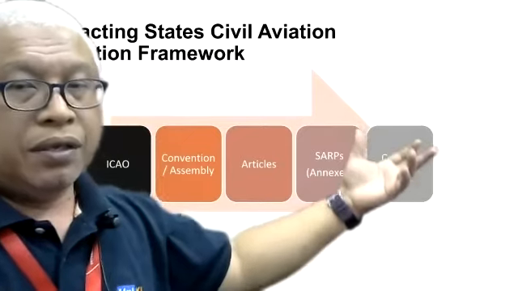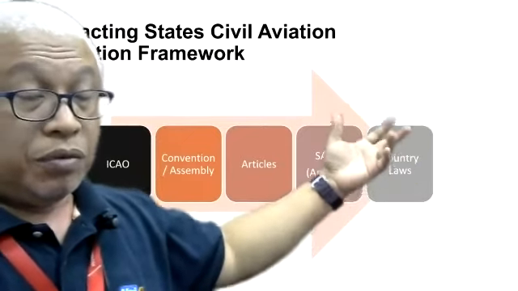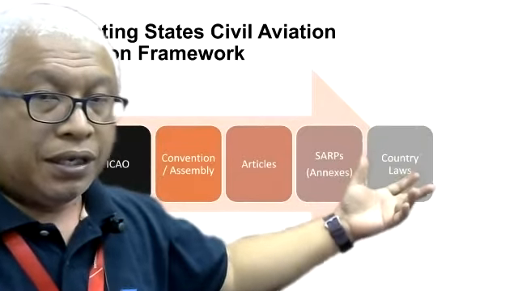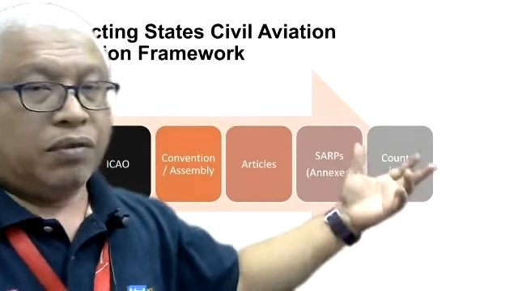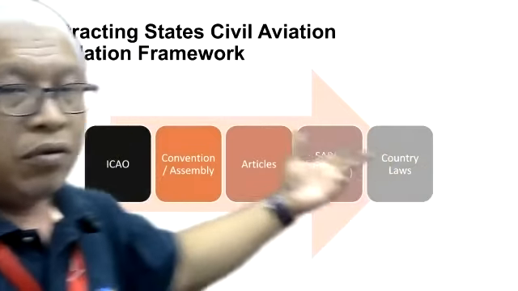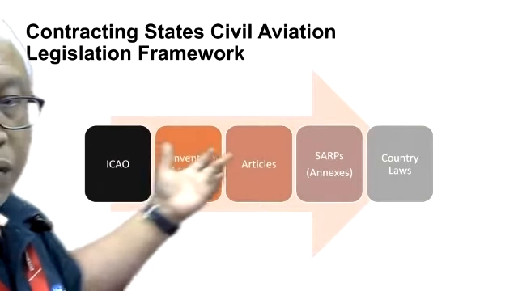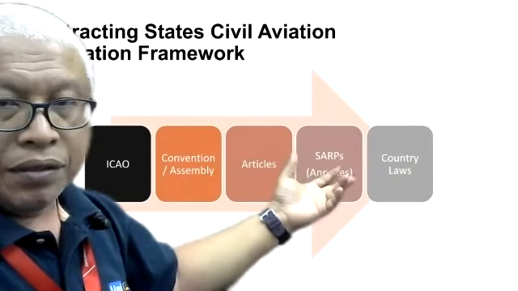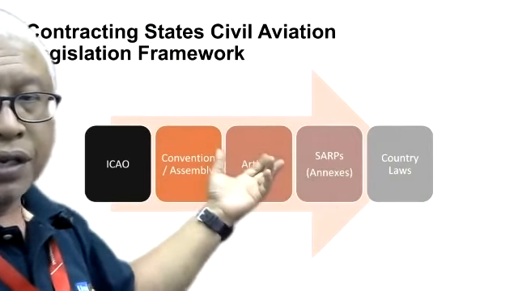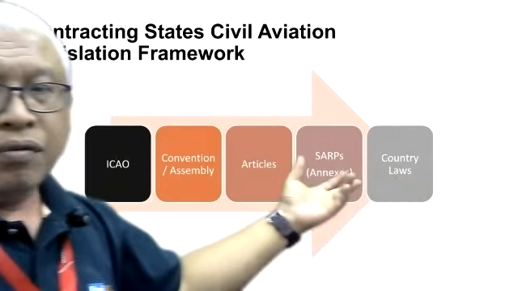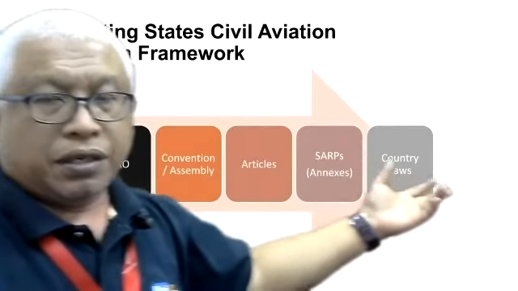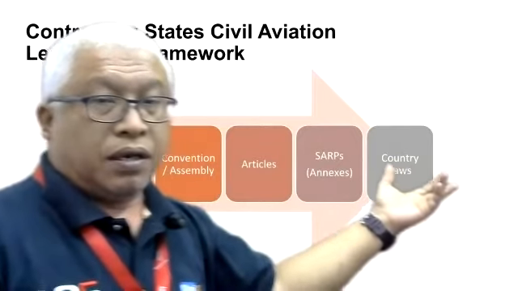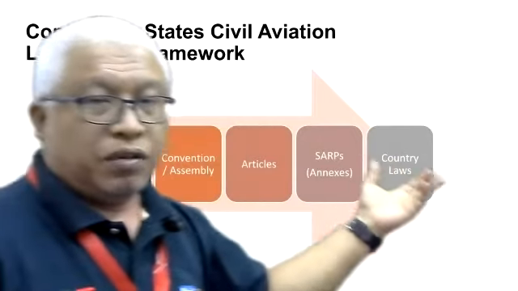So the main thing is, as much as possible, follow the standard and recommended practices. They are in 19 annexes. If not, just notify ICAO you're not able to comply. So that is the whole ecosystem framework from ICAO. This was the 1944 meeting, the resolutions. They published standard and recommended practices to ratify this, and then the state has to bring those standard and recommended practices into the country law and regulation. So this is the ecosystem of the civil aviation legislation in the world.